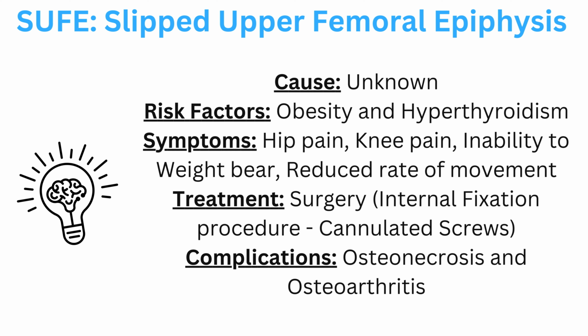The orthopedic team will usually be looking after someone with SUFE, and they will probably end up having an internal fixation procedure involving cannulated screws in order to stabilize the affected hip. Potential complications that may arise with SUFE involve osteonecrosis of the hip, and also a heightened risk of developing osteoarthritis of the affected hip. Now let's move on to the radiographic features of SUFE.